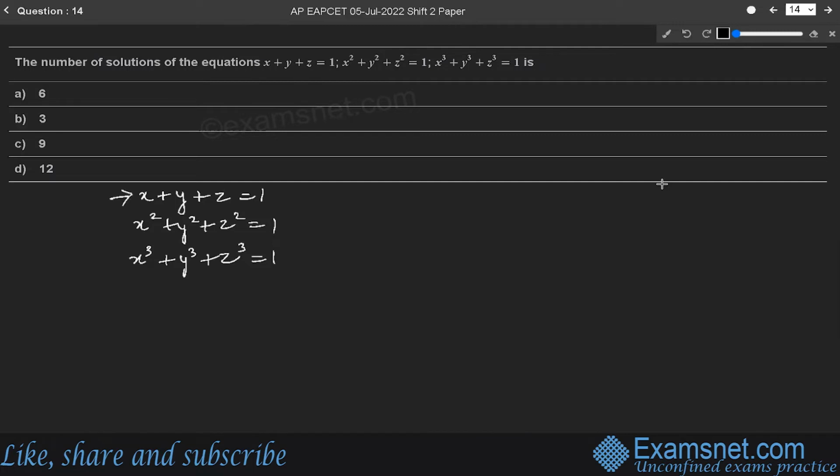Here the power is 1. Here the power is increased by 1, which is 2. Again the power is increased by 1, which is 3. And in the given equations, there are 3 variables. It means that it will have 3 values: one value for x, one value for y, and one value for z. Therefore, we can say that the possible number of solutions for these equations is 3. So option number B is the correct option for this question.